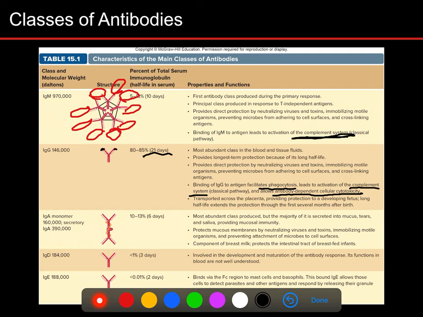It can be involved in cross-linking and immobilization, but it's not as good because it only has so many binding sites. It does directly neutralize viruses and toxins, it can immobilize motile organisms, and it can cross-link antigens. It's not as good at those things as IgM is, but it does do them.